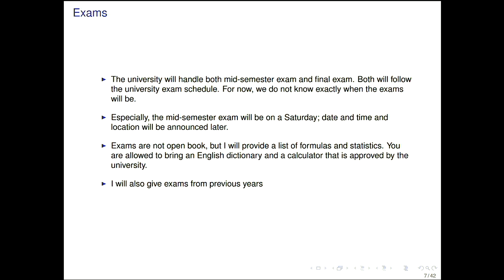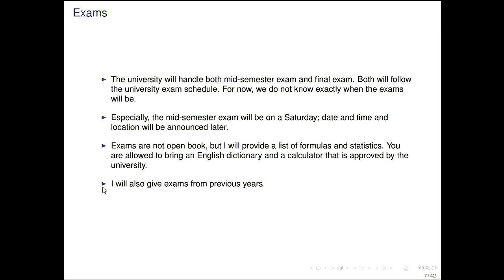Last year, some students were very angry because they didn't check whether their calculators are allowed during the exam time. I hope nobody is angry for the same reason this semester.